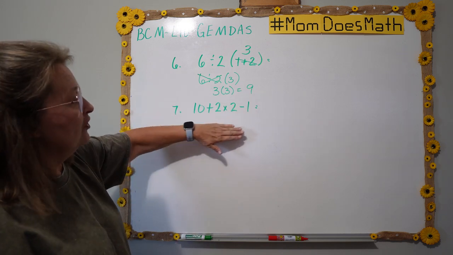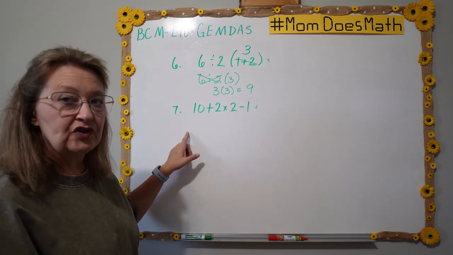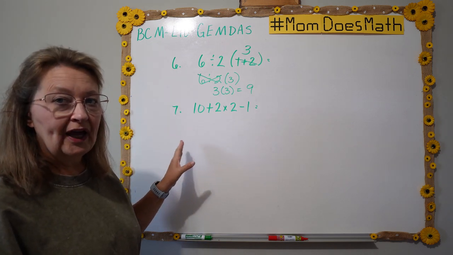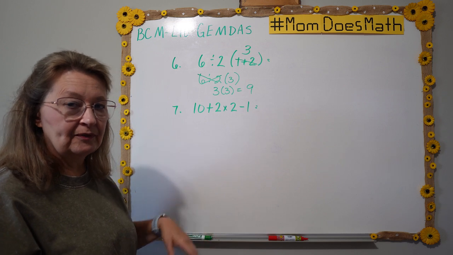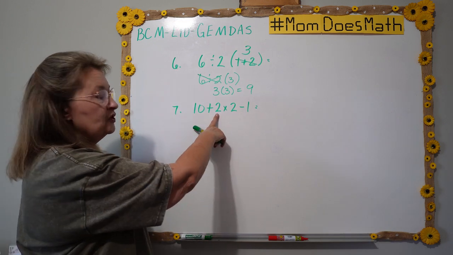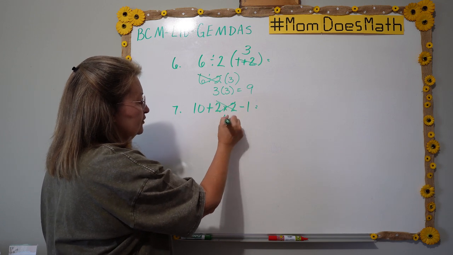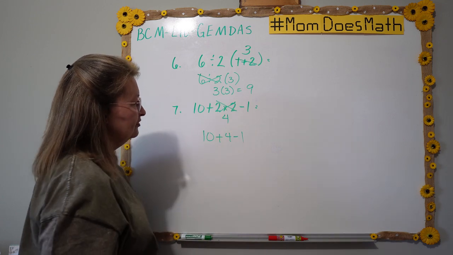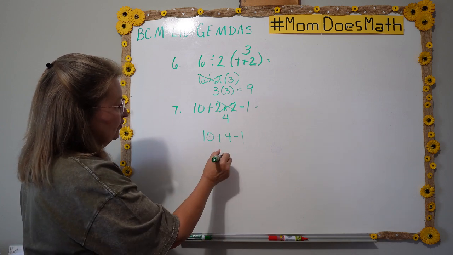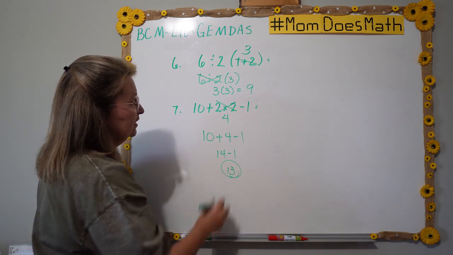All right, this one, there are no grouping symbols and there are no exponents, so we're just going to start at the left, and we're going to do multiplication, division, and then we're going to come back and do addition, subtraction. So 10 plus 2, I'm skipping that. 2 times 2 is 4. So what you have now is 10 plus 4 minus 1. All right, 10 plus 4 is 14, and 14 minus 1 is 13.